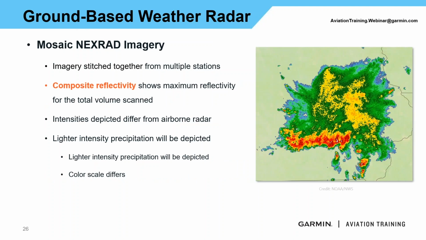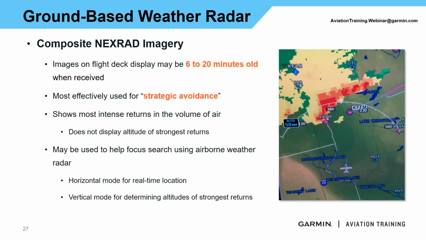Ground-based radar is also giving a mosaic image. So it's taking the multiple radar sites across the United States, or wherever you're flying, and giving you this mosaic. It's stitching together the different radar images that it has. Another image of that composite. We don't know the altitude that that threat is at.